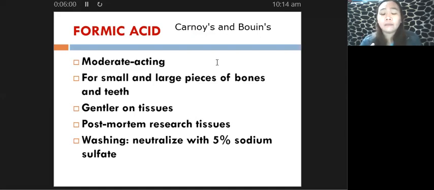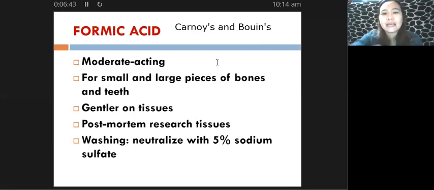Another thing with your formic acid, remember that it is considered to be an organic acid, and as such, it is a weak acid. If it is a weak acid, can we use it for immunohistochemistry and immunocytochemistry? Yes, because it wouldn't have a significant effect on the destruction or on the loss of your surface antigenic markers.